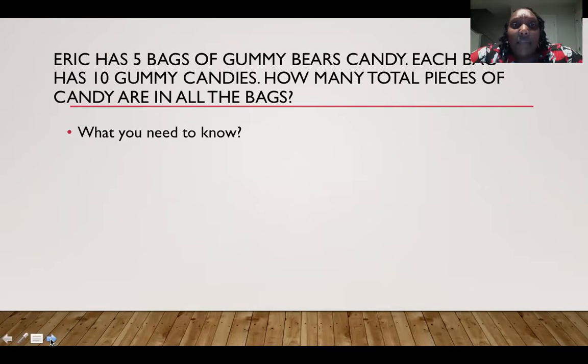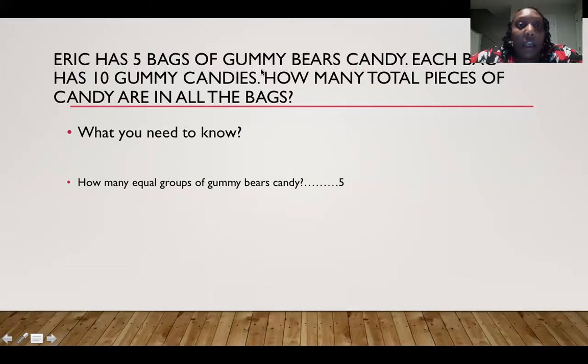All right, so let's go ahead and go into a question. Eric has 5 bags of gummy bears candy. Each bag has 10 gummy candies. How many total pieces of candy are in all the bags? So the very first thing you want to ask yourself is what you need to know. This is important because once you figure out what it is you need to know, it makes finding the sum much easier. So the very first thing you want to ask yourself is how many equal groups of gummy bears candy? All of this information can be found right in our problem.